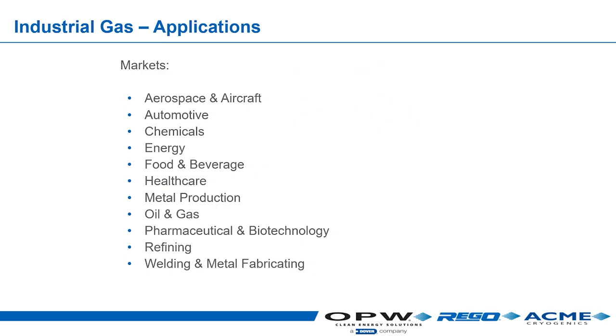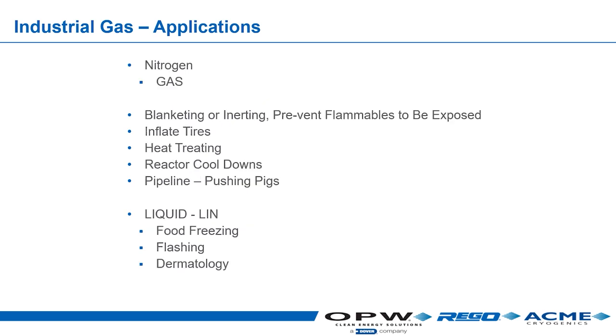So where are the products used? This is what's called application. It is absolutely amazing. The majority of it is welding and metal fabricating, but it is amazing where nitrogen is used, for all kinds of different applications and everywhere.